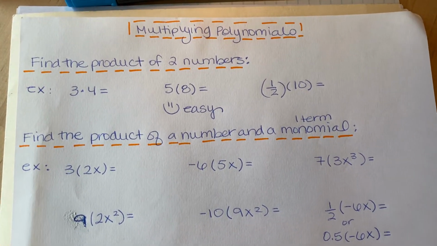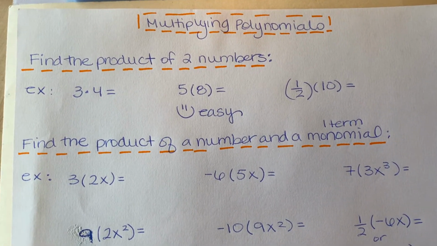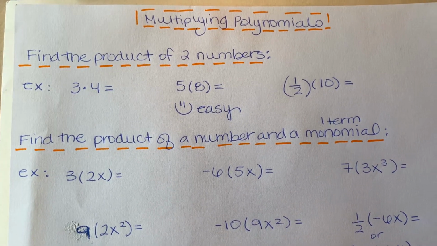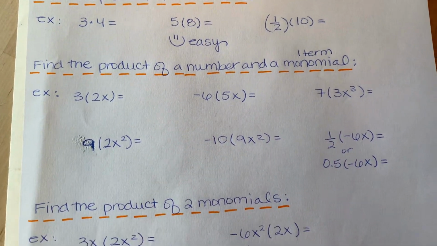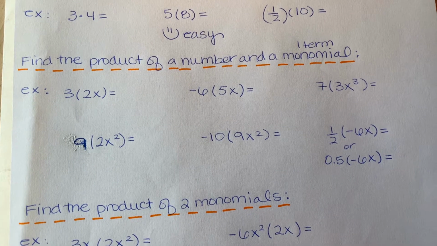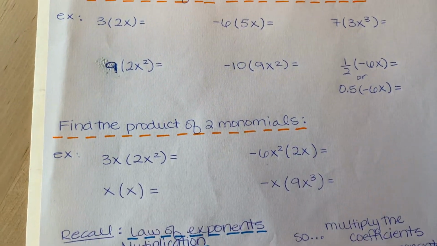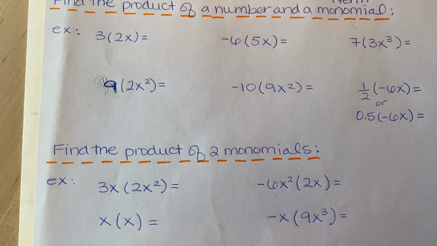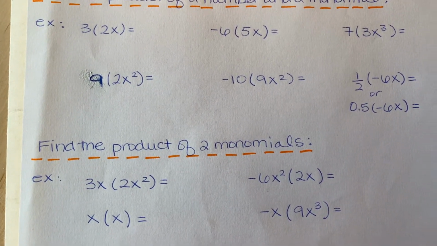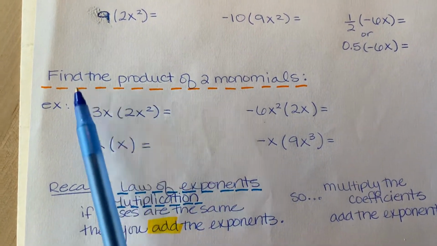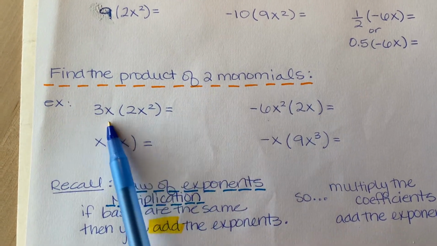All right, so we're gonna multiply polynomials. Okay, so the first three examples will be find the product of the two numbers. The second batch will be find the product of a number and a one term, which is a monomial. I don't know why I couldn't draw a 9. It came out terrible. Okay, find the product of two monomials.